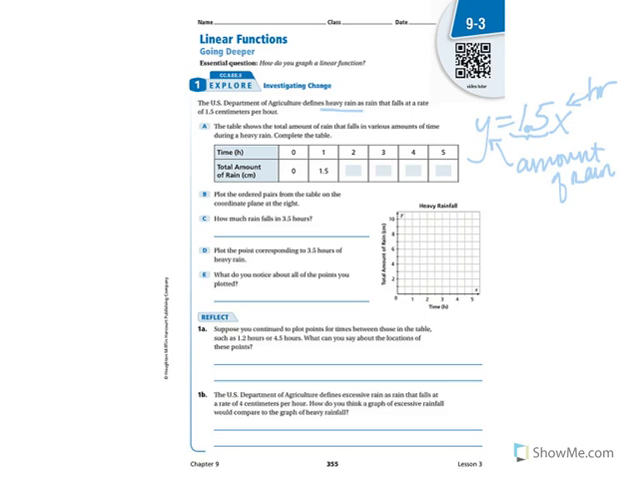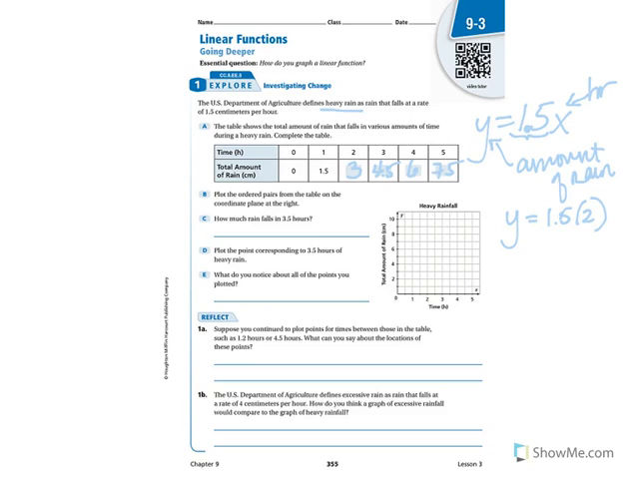So we know that in no hours, no rain. 1 hour means that it rains 1.5 centimeters. For 2 hours, now what we're going to do is take 1.5 and multiply by every hour. So for that case, 2 times 1.5 gives 3. Then for the third one, 3 times 1.5 gives 4.5 centimeters of rain. 4 hours times 1.5 is 6 centimeters of rain. And then for 5 hours, that's 7.5 centimeters of rain.